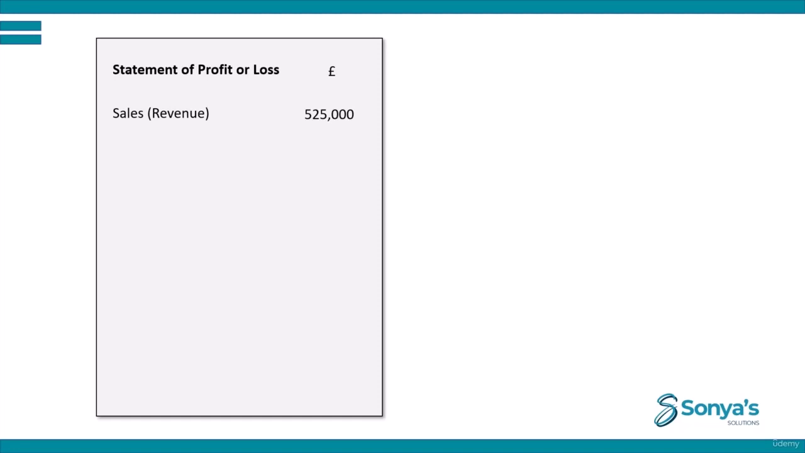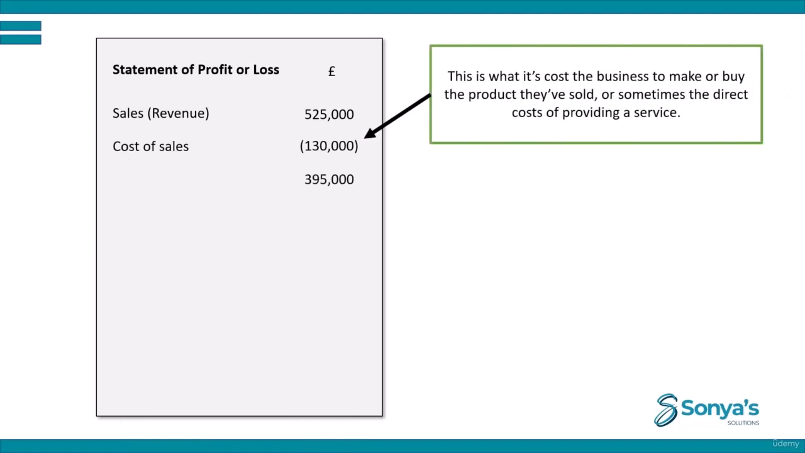The first line of a statement of profit or loss records the business's sales. From sales, we deduct cost of sales. This is what it has cost the business to make or buy the product or provide a service to the customer.